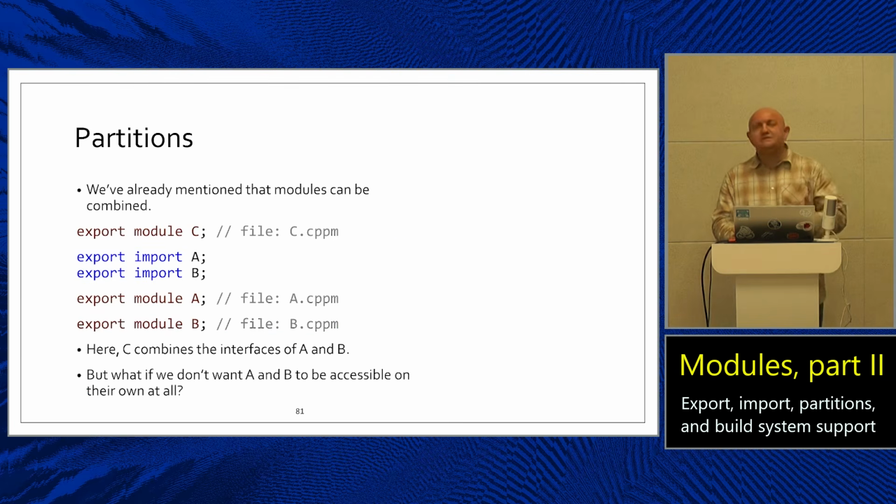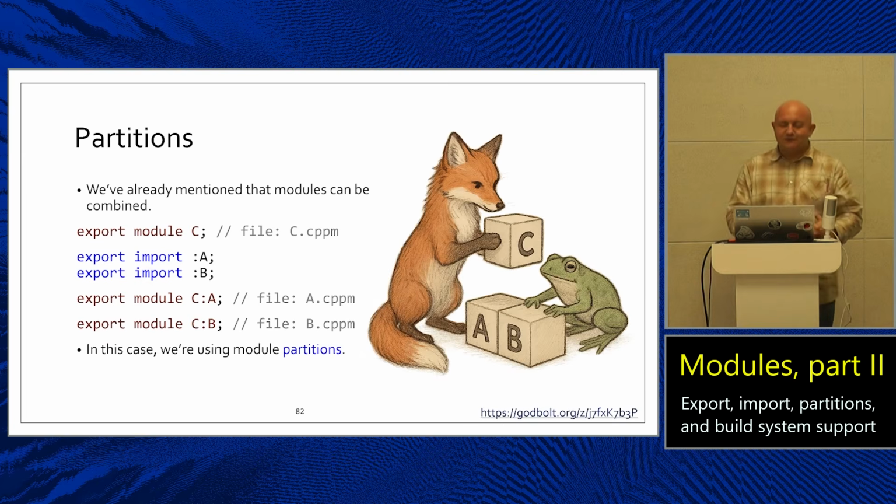And now there's another interesting case. Suppose we have a top-level module C that re-exports two others, A and B, and that's easy to do. We just use transitive import. But sometimes we don't want A and B to exist as standalone modules. We don't want users importing them directly. They're just internal building blocks. Still, we'd like them to have clean internal interfaces so that C can use them in a modular way. So how do we make a module that's part of another module, visible to its parent, but invisible to everyone else? And that's exactly what partitions are for.